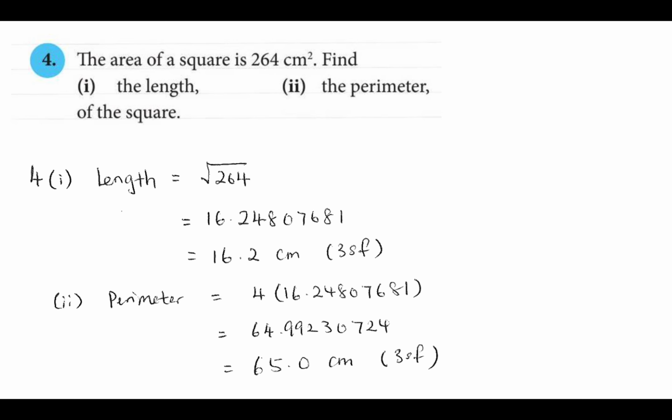So you use 4 times 16.24807681. That will give us a more accurate answer, which is 64.99230724. Finally, we want it in 3 significant figures, so that will be 65.0 centimeter. Do take note, you have to put 0.0 here because this 0 is significant.